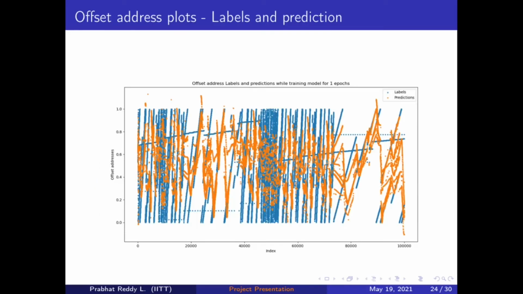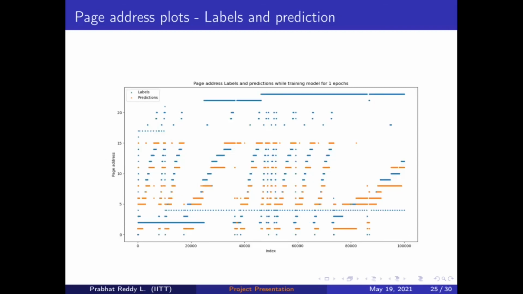So this is a plot for offset address prediction. I have used regression here, and we can see that while there are a lot of inaccuracies, we can still see some good predictions which were better compared to the other models. This is the page address prediction using classification. The orange color shows you the predictions, whereas the blue shows you the labels.